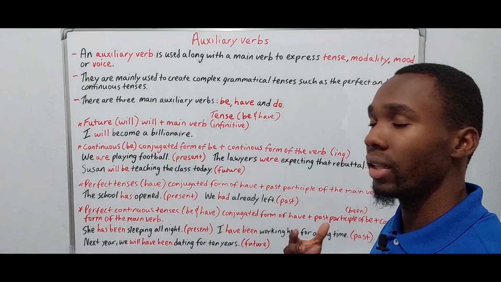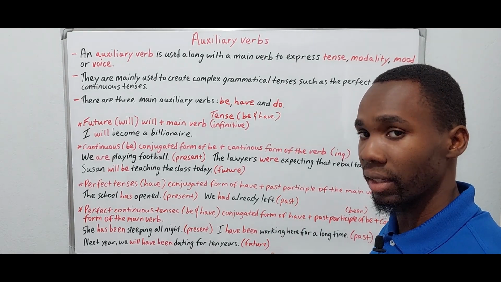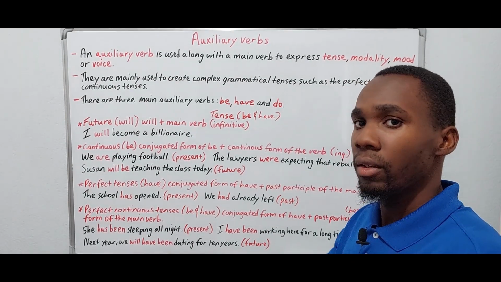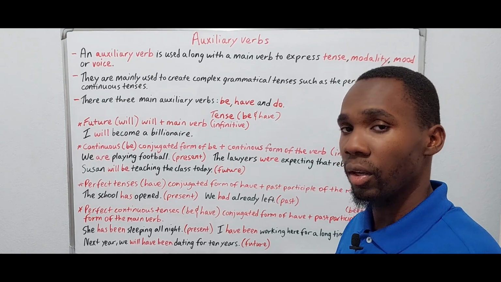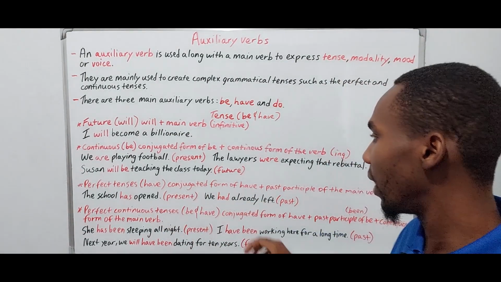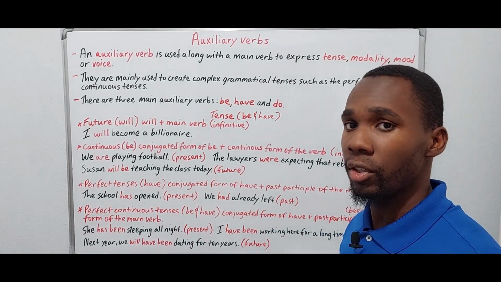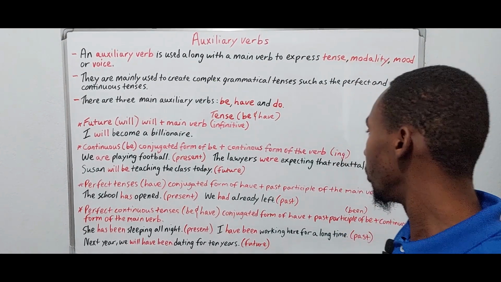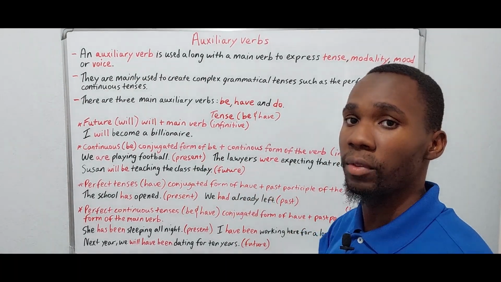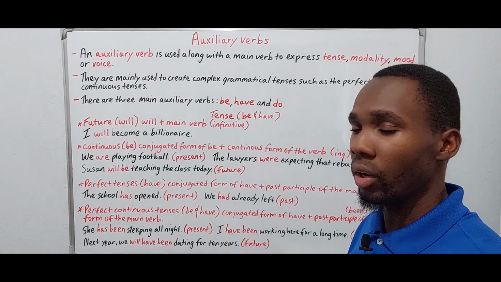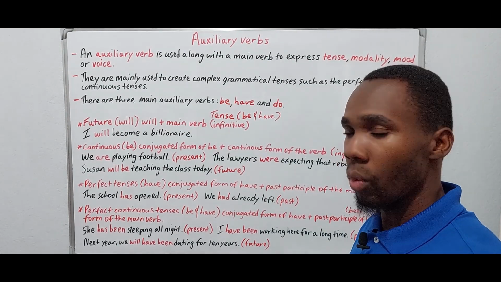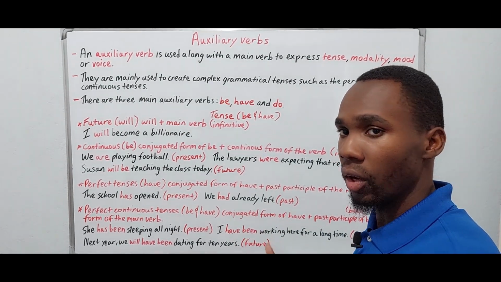Had indicates that this is the past tense. Okay, so with the perfect tense, you're going to have the verb to have followed by the past participle of the main verb, right? Now, the perfect continuous tenses, you're going to have two auxiliary verbs, to be and to have, followed by the continuous form of the main verb, right? So you're going to have two auxiliary verbs, to be, to have, and then the continuous form of the main verb. So what forms do we use for the auxiliary verbs?